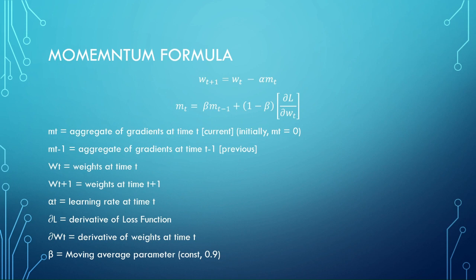First, the momentum formula is Wt plus 1 is equal to Wt minus alpha mt, and mt is equal to beta mt minus 1 plus 1 minus beta of dou L by dou Wt. Here Wt plus 1 is the weight to be calculated and Wt is the previous weight, the current weight. Alpha t is the learning rate at time t. Dou L is the derivative of the loss function and dou W is the derivative of weights at time t, and beta is the moving average parameter, which is a constant value.